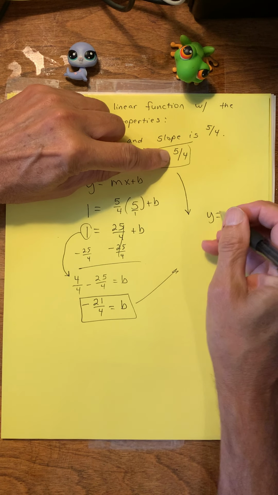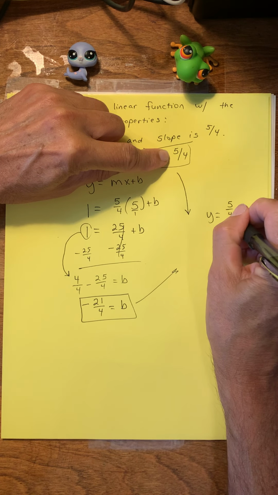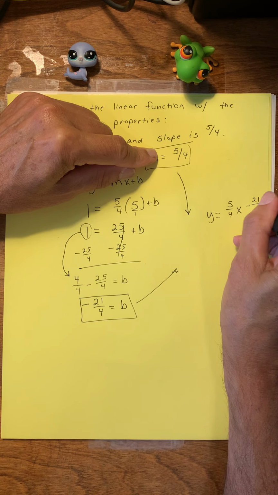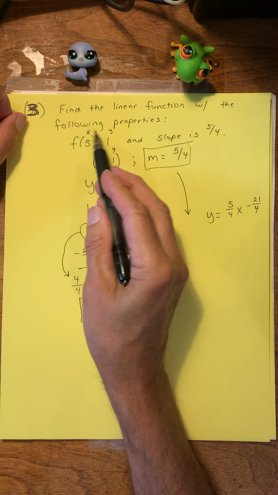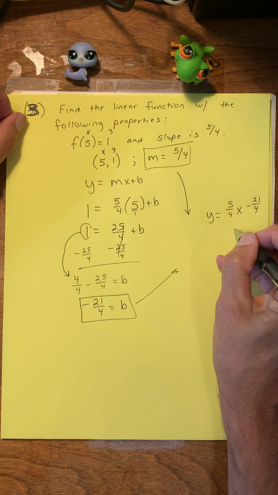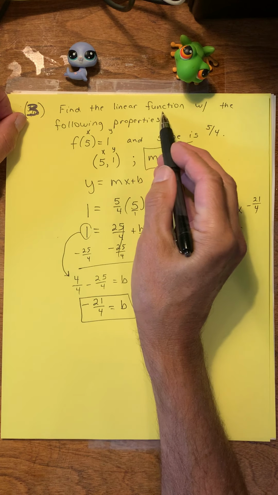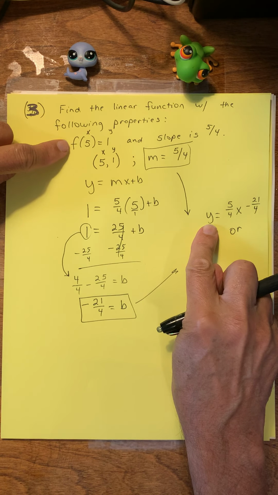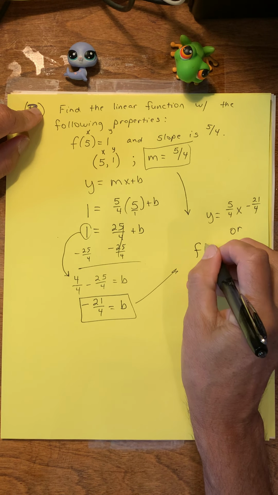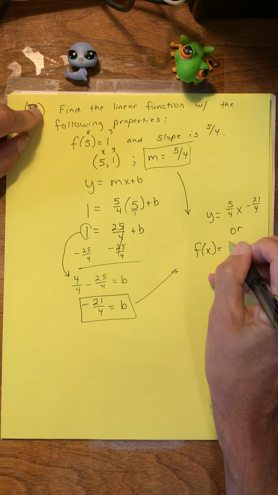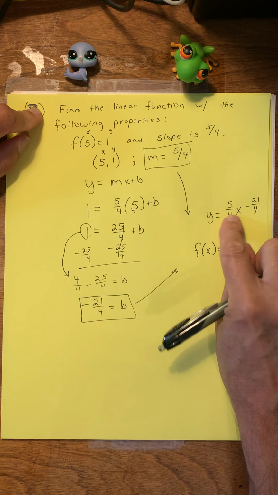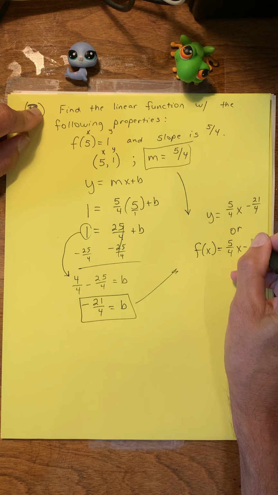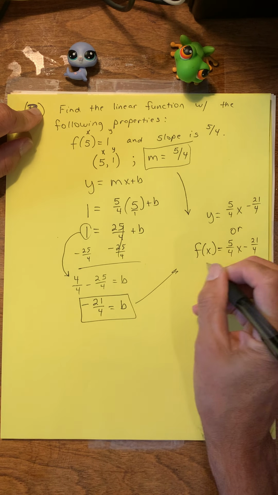Y equals m times x plus b. Find the linear function. So the better way to write it, since it wants me to have it in function notation, is instead of y, I'm going to write it as f of x. Same thing. One's standard notation, one's function notation. And there it is.